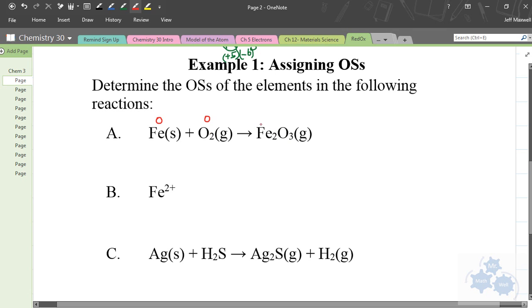Now, this, we have to go back to how we write formulas, right? The reason why this is Fe2O3 is because of the charges of iron and oxygen, right? Now, oxygen would have a charge of what?